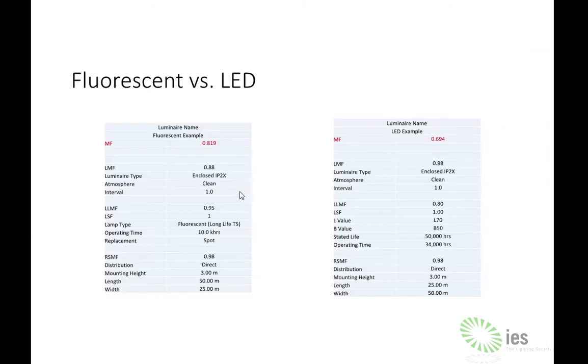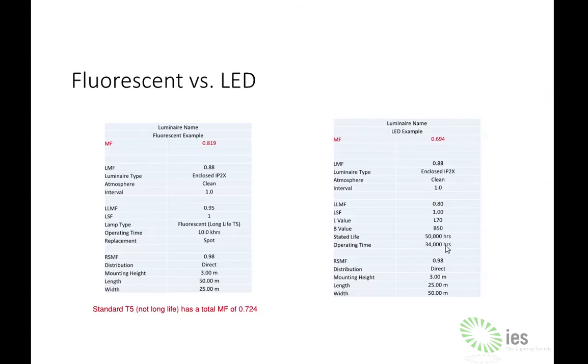There's the data compared right next to each other. There's nothing special. They're both LMF 0.88, RSMF 0.98, still being installed in the same room, in the same way. LSF in both cases is 1. We're just going to replace them as they die. Our LLMF is where we're showing the difference. Hey, look, 0.8. Anyone heard of 0.8 before for LEDs? Here it is right here. 0.8 for an LED is an LLMF figure for an L70 B10 50,000 hour luminaire at 34,000 hours point of its life, 10-year usage.